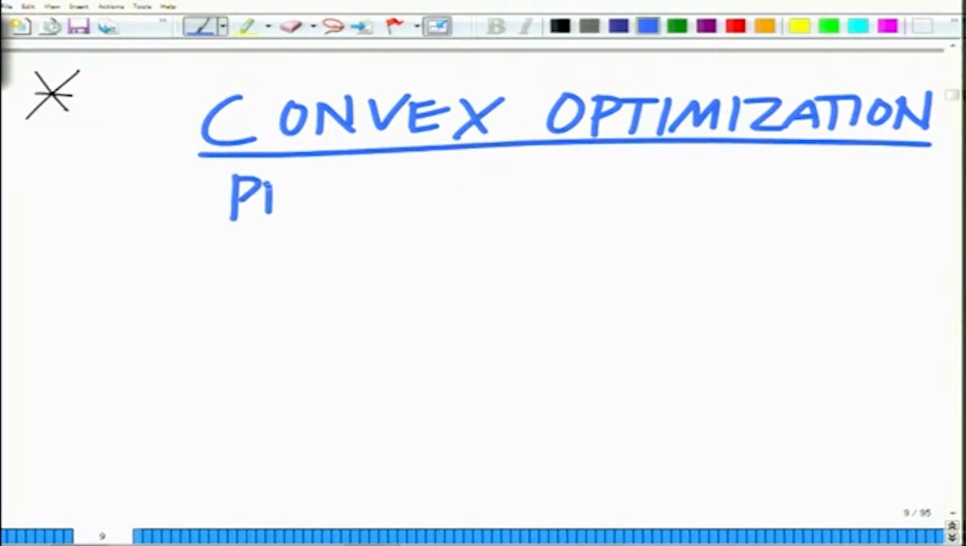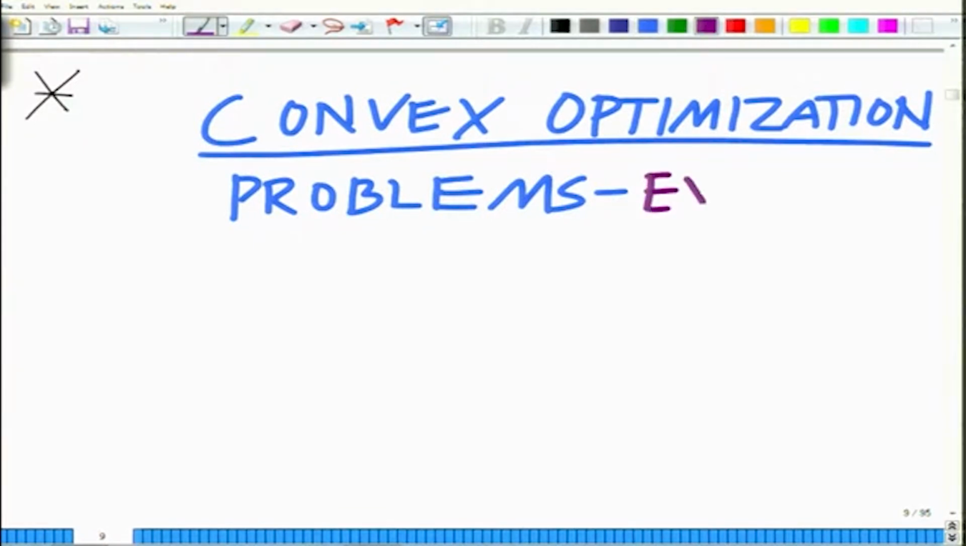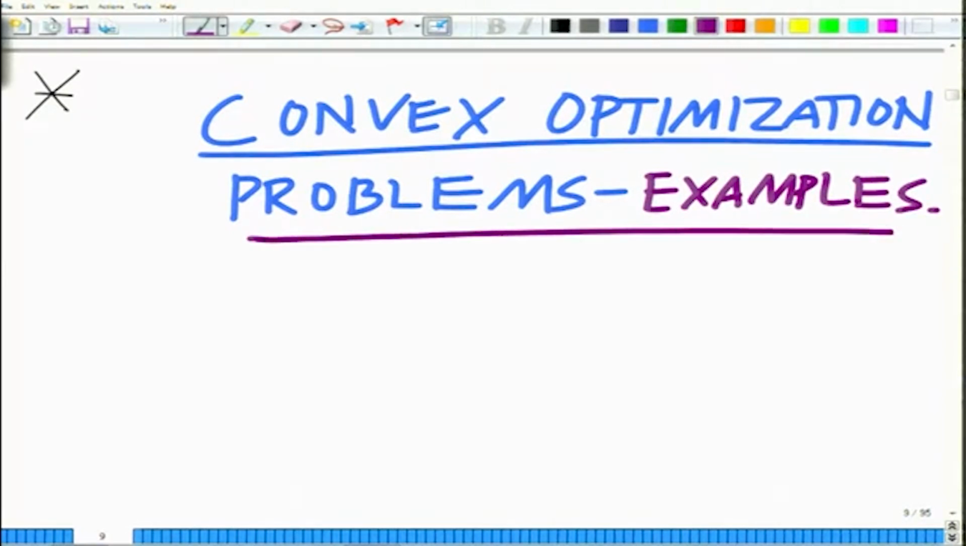In particular we are doing a few examples which will focus on, or will illustrate, how to formulate these problems, and in fact how to formulate them as convex optimization problems, so that you can use a convex solver to solve these optimization problems.